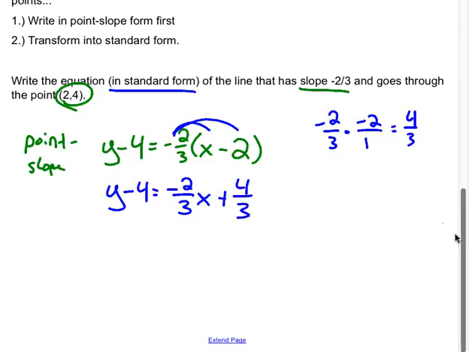Okay. So right now, I have an issue, don't I? Okay, right now my issue is I have a bunch of fractions that I don't want. Okay, so if I want to get rid of that fraction, remember what I have to do. I'm going to multiply every single thing in this equation by 3.